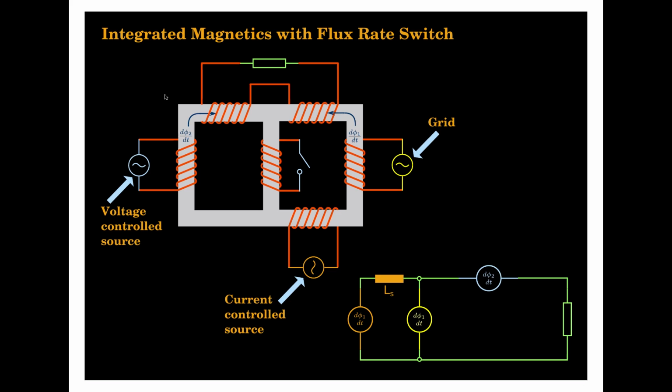So this is the entire integrated magnetic scheme, the basic principle. I can have a current control source and the grid in one arm, and they can share power to the load. Now suppose the grid goes off, then I will use this flux rate switch to remove this arm from the picture. Then the current control source and the voltage control source can together supply to the load.